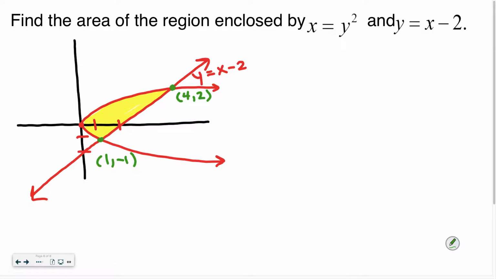Okay. Some of you are guessing and checking. Some of you are using legitimate algebra techniques. I don't really care. You're in calculus. Find a way to do it. Now, there is an issue.